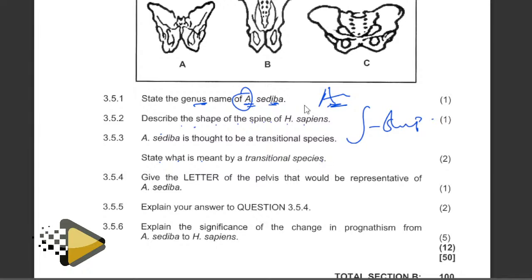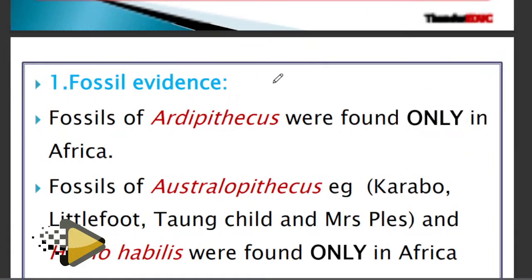transitional species. We also talked about this. A transitional species is a species which has characteristics of both the present species and the most recent common ancestor, and the most recent species. You understand? Don't say only the ancestor. Ancestor, and the most recent what? Species, or before it. This is what I'm trying to say.